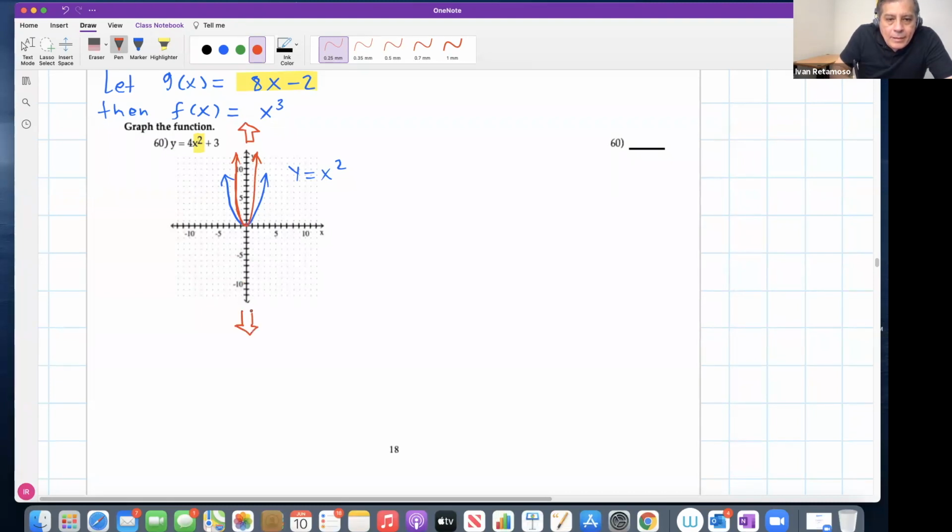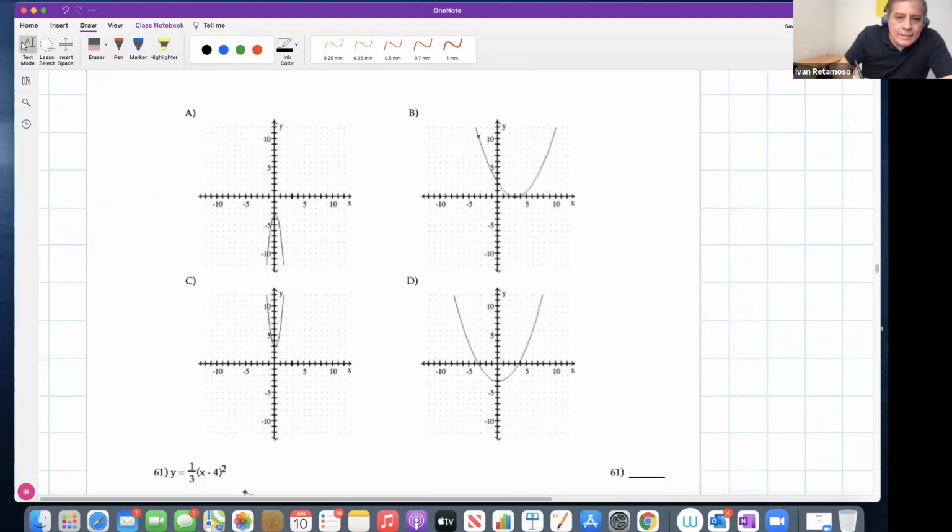Now, once you do that, plus 3 means shift this up 3 units. So the final graph will be 1, 2, 3 units up here. This will be y equals 4x squared plus 3. The red one was just y equals 4x squared, the vertical stretching. If you look through the choices, the one that is telling us that is this one. It's stretched vertically and then shifted up 3 units.